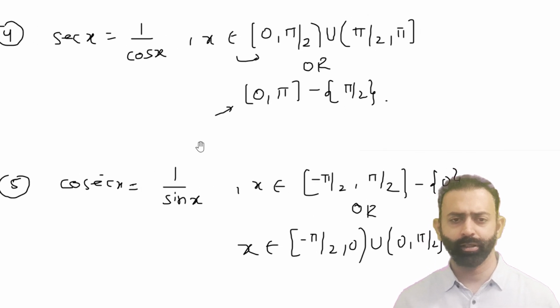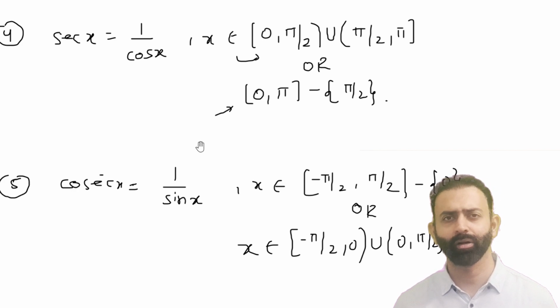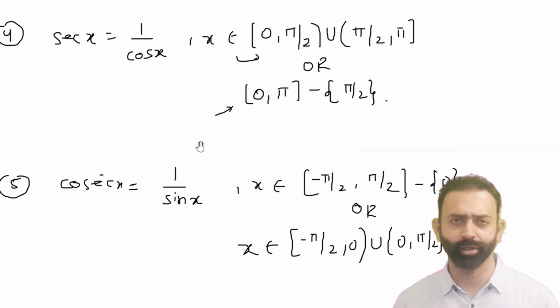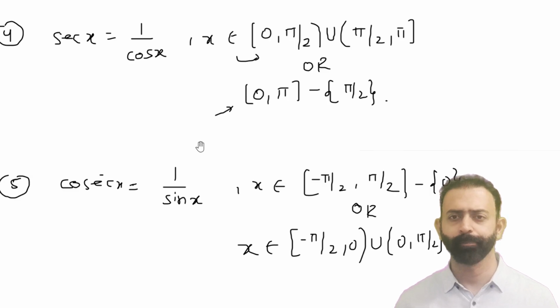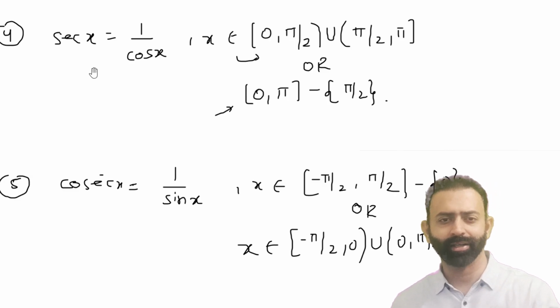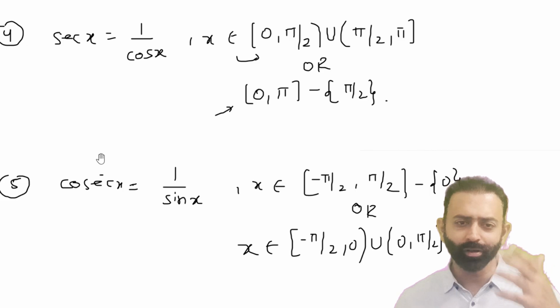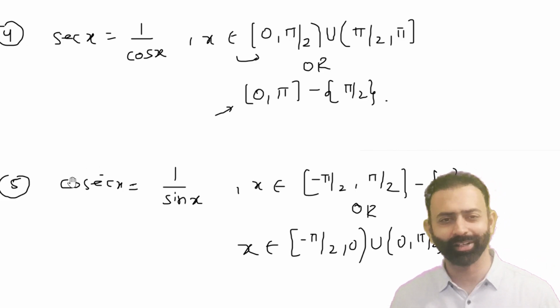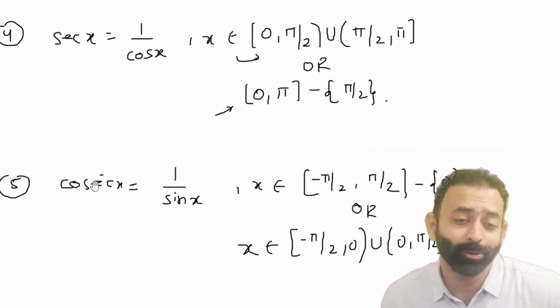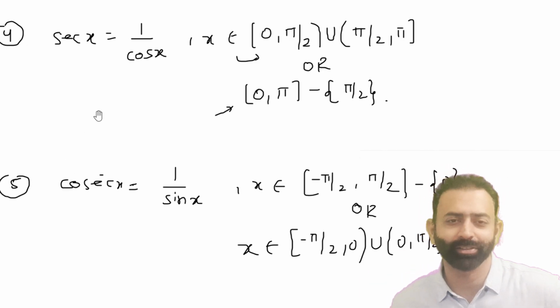So that's it about the graphs, domains and ranges of inverse functions, and how we can restrict the domain of any trigonometric function in order to obtain its inverse function. I leave the graph of sec x and cosec x as your homework. If you want to sketch the inverse graphs, you need to first sketch the graph of sec x and cosec x.